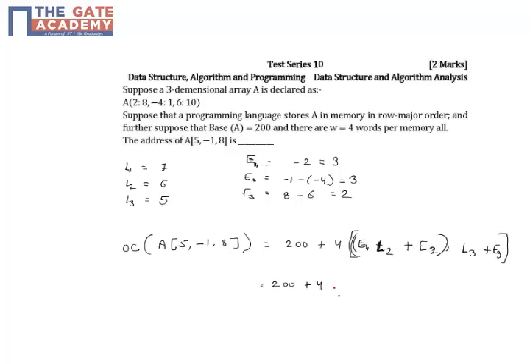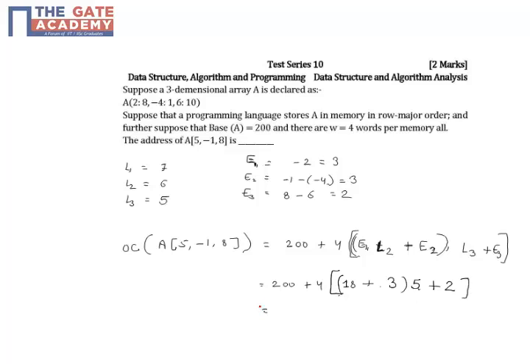E1 is 3 into L2, that is 6, that means 18, plus E2, that is 3, multiplied by L3, that is 5, plus E3, that is 2.